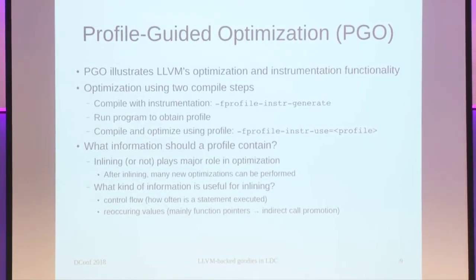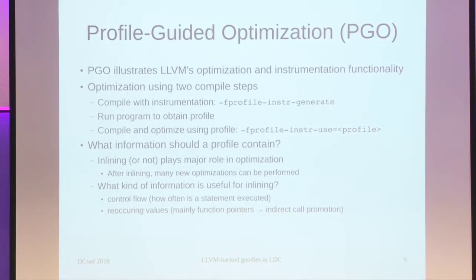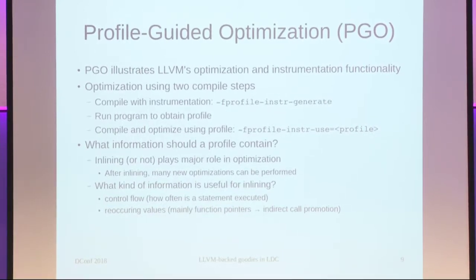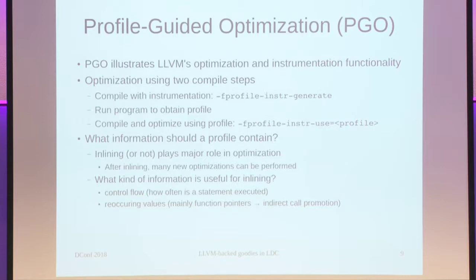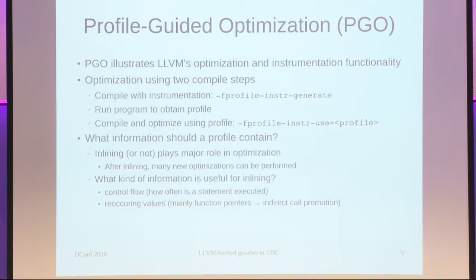It's a two-step process where first you compile your program and instrumentation is added. So extra instructions are added to the code that then at runtime emit a profile. It stores a profile of how your program is running. And then in the second compilation step, you build the final executable using that profile data. So the optimization happens in the second step. The instrumentation happens in the first step. Make sense?